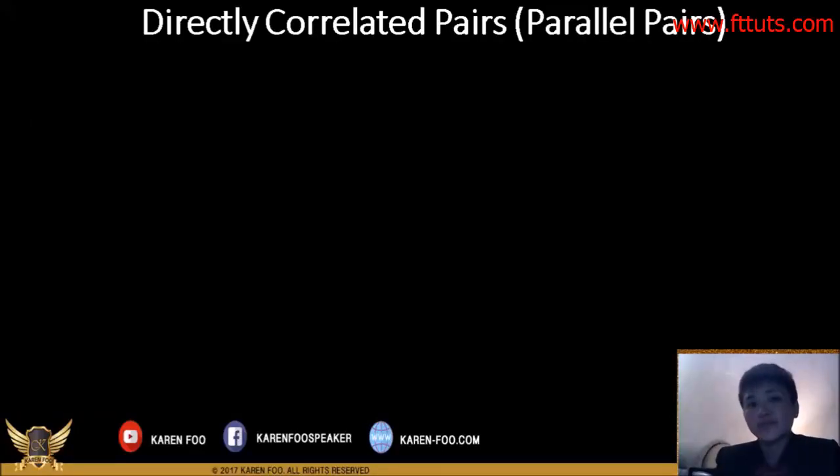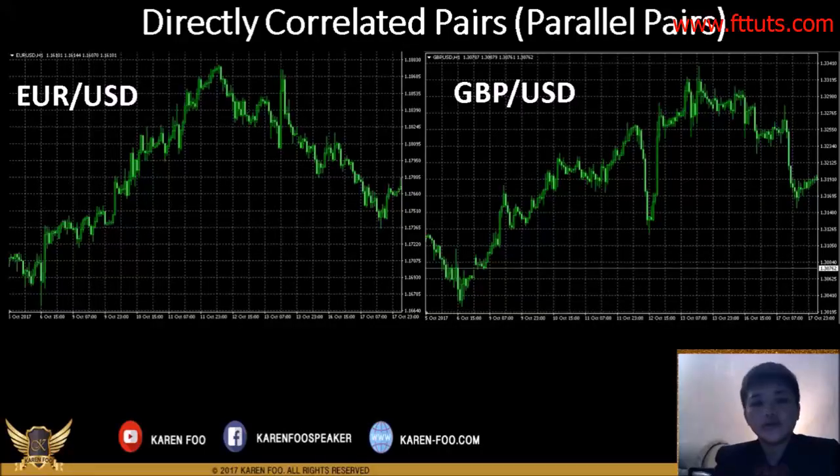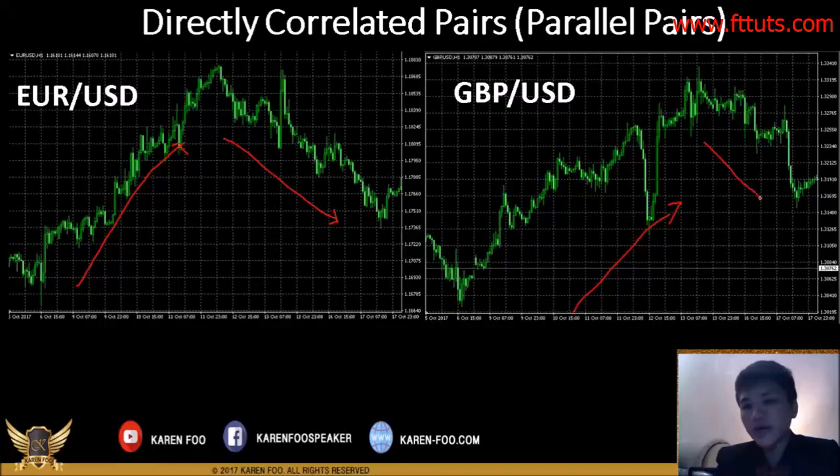So let me give you an example of a directly correlated pair, or some people will call it a parallel pair. For example, euro dollar and pound dollar. You can see during this same period, the euro dollar went bullish for a couple of days, then after that it went on a bearish movement. Then pound dollar also went on a bullish movement, followed by a bearish movement.